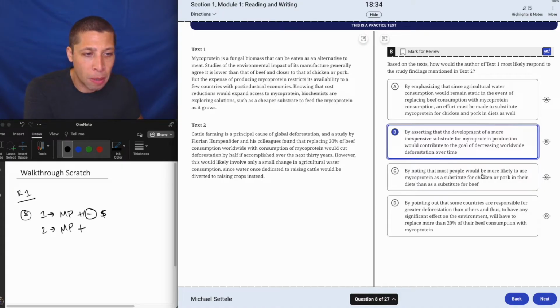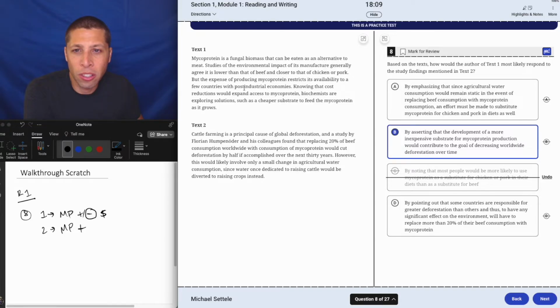By noting that most people would be more likely to use mycoprotein as a substitute for chicken or pork in their diets than as a substitute for beef. No, I don't know what most people would do. This is a classic trap, so let's get rid of that. By pointing out that some countries are responsible for greater deforestation than others, and thus to have any significant effect on the environment, will have to replace more than 20% of their beef consumption with mycoprotein. Is it about like comparing different countries? I don't think so.